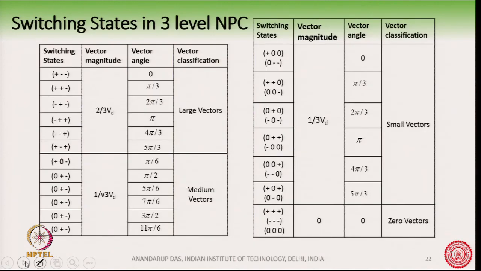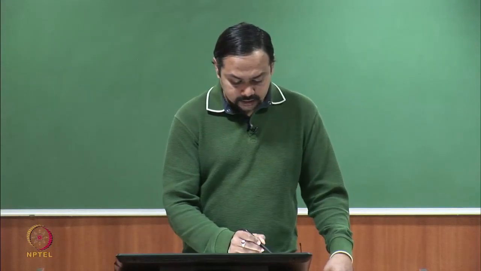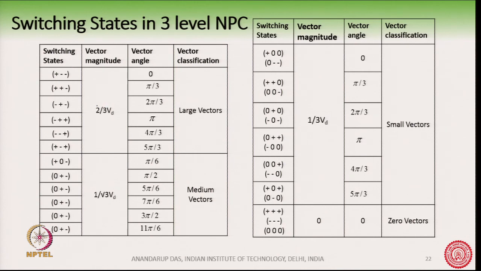So this table is kind of a summary of what we were talking about. You can see here that the large vectors have a magnitude of 2/3 Vd, and they are placed at 60 degree intervals, and these are the switching state combinations for producing this vector. Okay, so 60 degree angles are present here, and having a vector magnitude of 2/3 Vd.